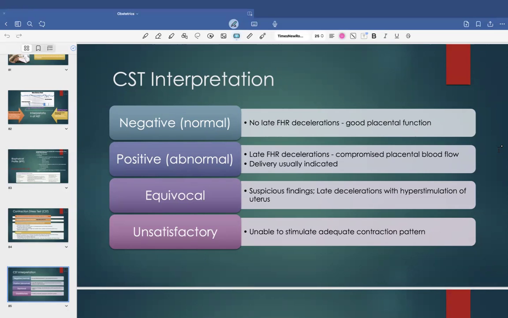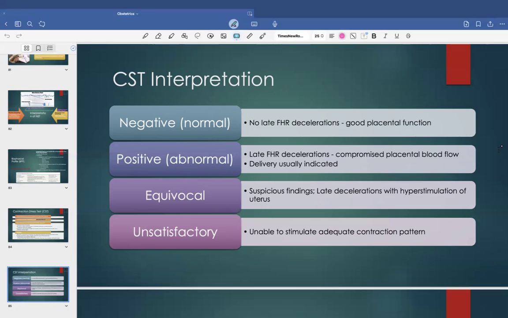Equivocal or suspicious means late decelerations with hyperstimulation of the uterus, so you probably need to retest. Unsatisfactory means you can't get any type of contraction pattern. You can't interpret that, so we would need to retest or do something different.